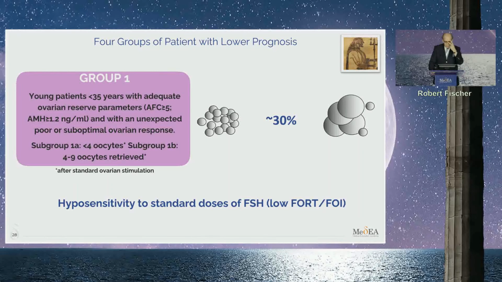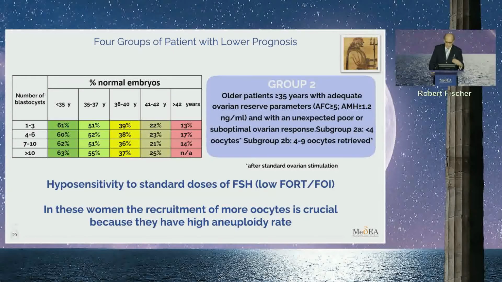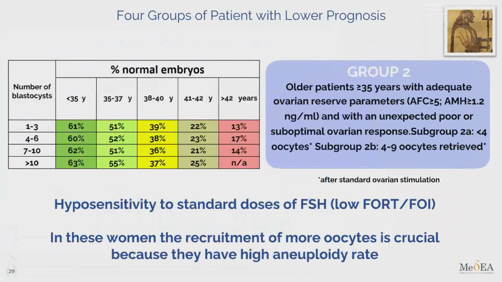When we look at group 1, these are patients who are hypo-responders. So they will have a low FORT or a low FOI and are hyposensitive to the standard stimulation with FSH. They can be either very low in the number of oocytes or just suboptimal. Group 2, again, hyposensitivity to standard doses of FSH, low FORT or low FOI, and they are older than 35.